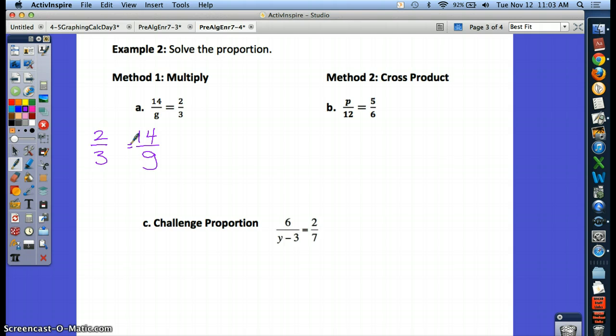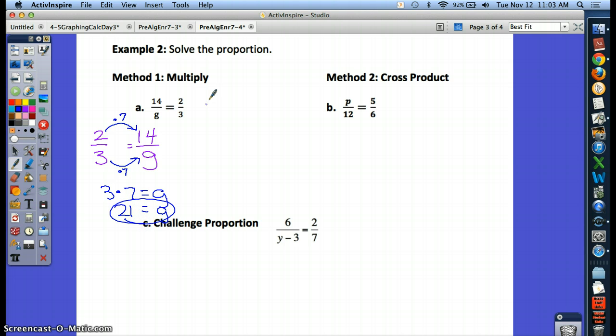Ask yourself, what did you multiply by to get 14? So look for the numbers that pair up. These both have numbers on top, so I'm starting in the numerator. 2 times what would give me 14? 7. Remember in math, whatever you do to one side, you do to the other. In these fractions, whatever we do to the top, we do to the bottom. So 3 times 7 is going to give me my answer for G. So 3 times 7 equals G then. What does G equal? 21.